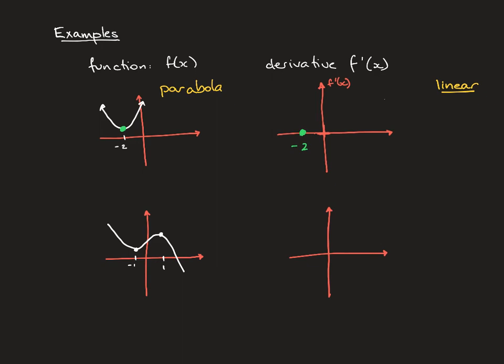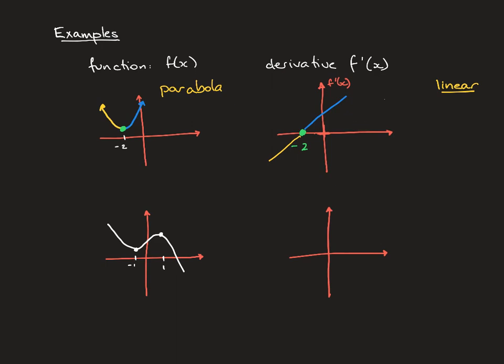Now, in terms of where the rest of the graph goes, to the left-hand side of -2 on the parabola, that gradient is negative. And so our straight line is going to be down in this negative section, down here. And to the right of -2 on our parabola, we've got positive values for our derivative, and so to the right of -2 on our derivative graph, we're going to have positive values for our derivative. So it's going to be in the top half of the graph.